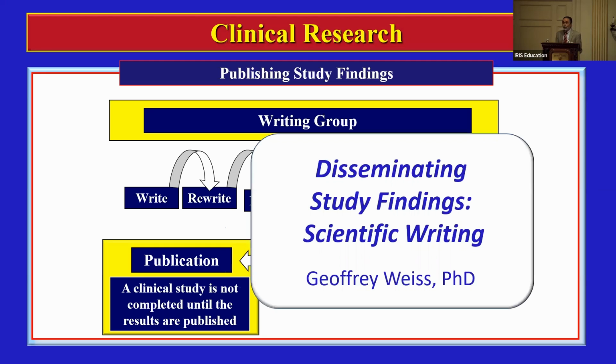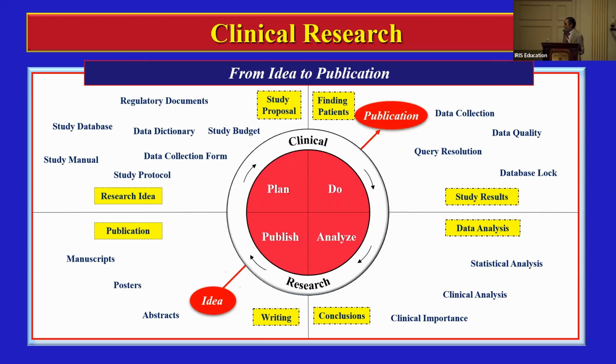This is so important: disseminating study findings, scientific writing. Again, Jeff is going to give us an overview of this. And essentially, at this point, we finish with the publication. We mentioned that in every clinical research team, you're going to see that we are planning studies, trying to develop ideas, planning protocols, always doing some studies, doing data analysis, because there is always some data analysis, and always working on some manuscripts.